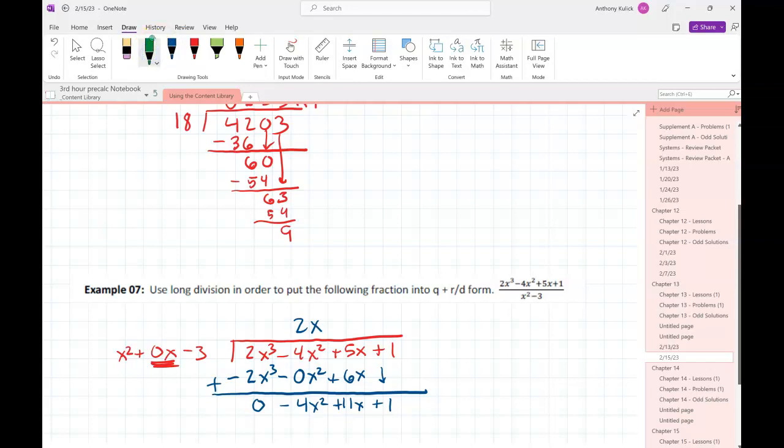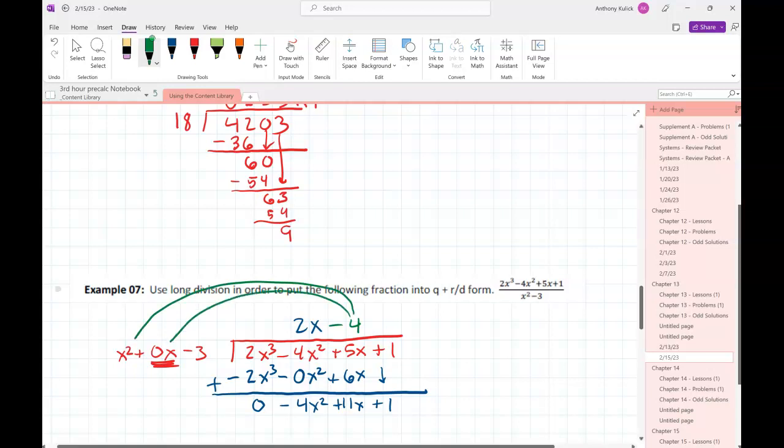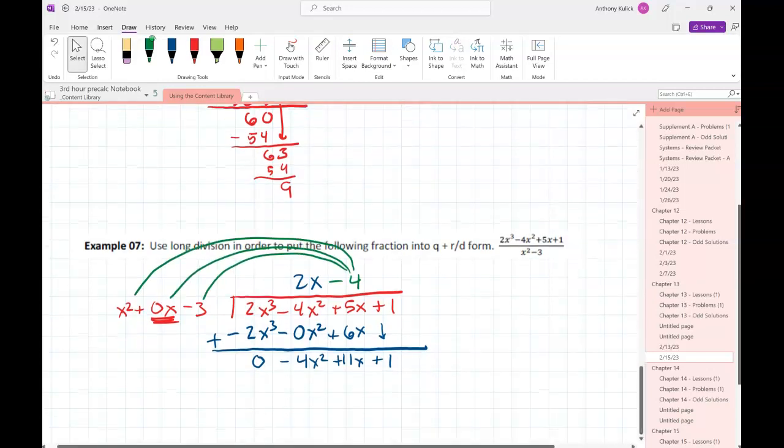And now I'm going to repeat the process. I'm going to ask what times x squared gives me negative 4x squared. Negative 4. I'm then going to multiply that to all the parts of my divisor. And at this point, you should be seeing why I included the 0 in there, right?